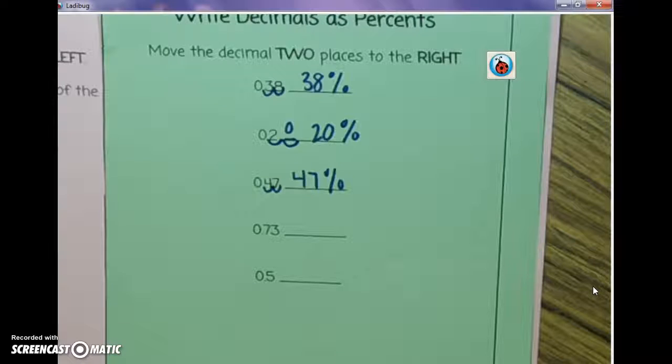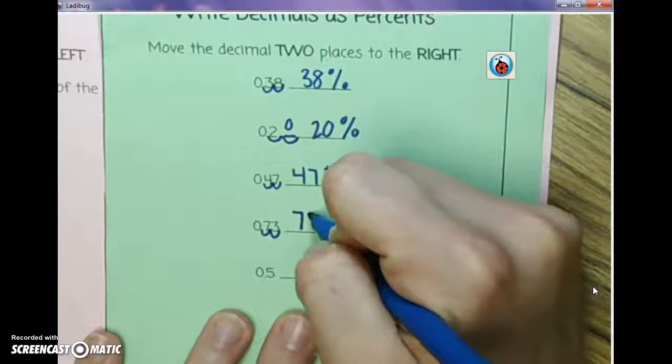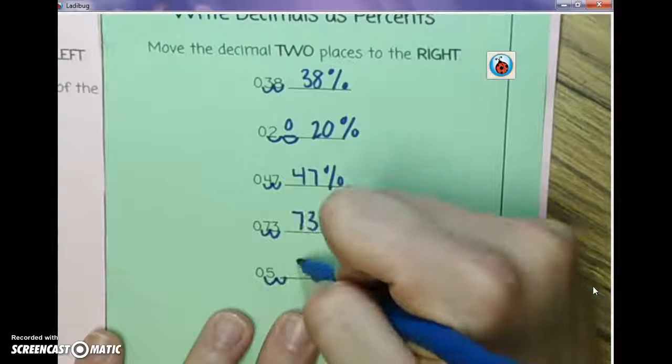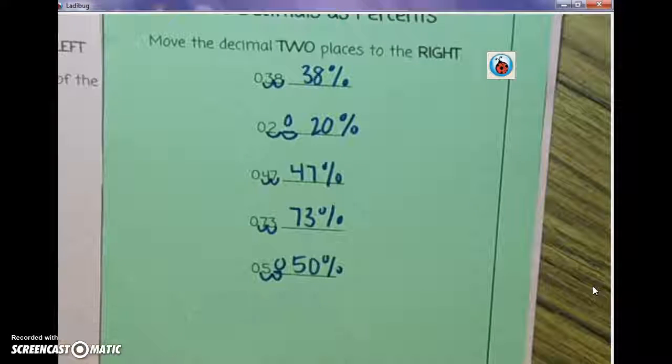0.73. How do I make that into a percent? What do I do? None of these are good grades. Gracie. So 1, 2, 73%. And our last one we will be doing, Hannah. Good. So 1, 2, 50%. When you have that little blank spot, it's always going to be a 0.